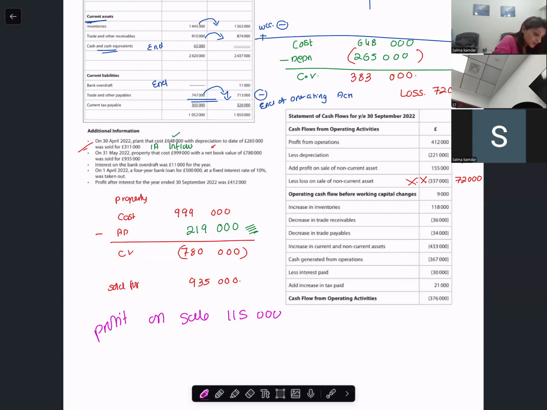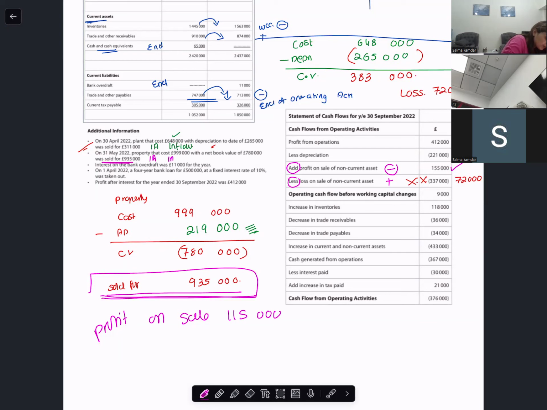Loss on sale is added, profit on sale is subtracted. This amount is correct, but he has done the wrong treatment. Wrong with treatment, yeah. And this sold for, this is which activity? This goes into the investing activity. Investing activity inflow. Yes. Are you with me?